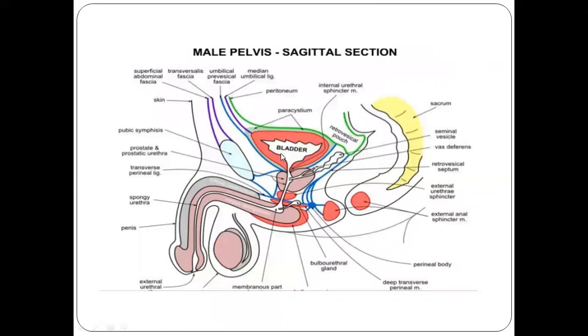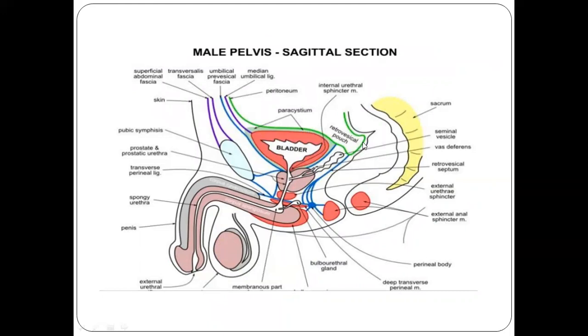This is another picture of the urinary bladder in the male. This is the prostate present at the neck of the bladder, and this is the posterior surface, which contains the vas deferens, seminal vesicles and the lower part of the ureter. This is the apex, which is attached to the median umbilical ligament, and the superior surface is covered by a fold of peritoneum.